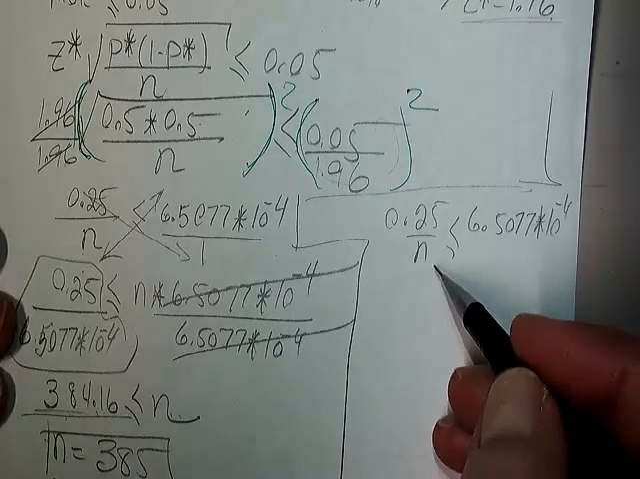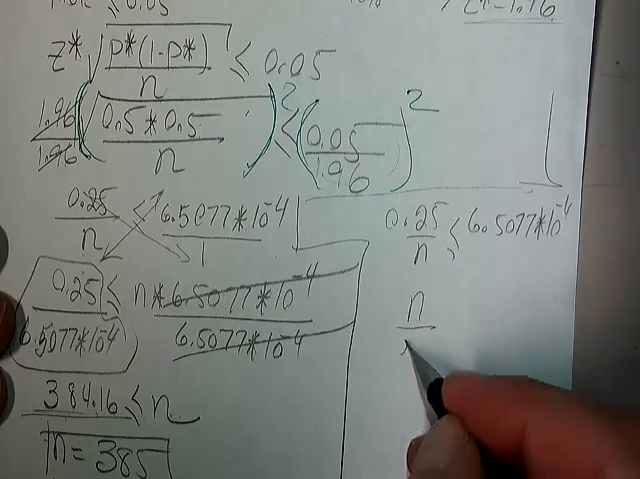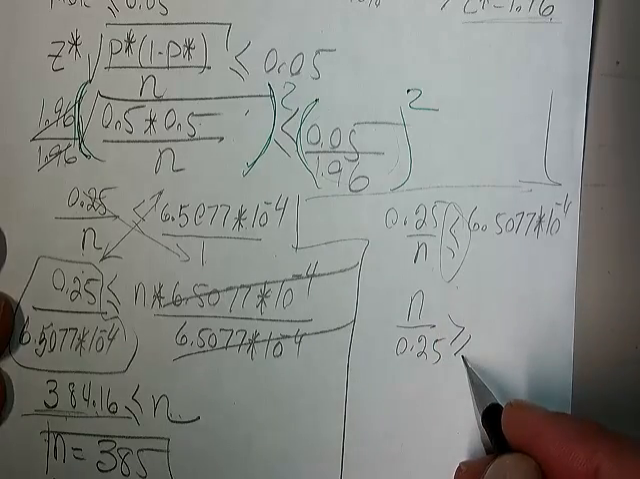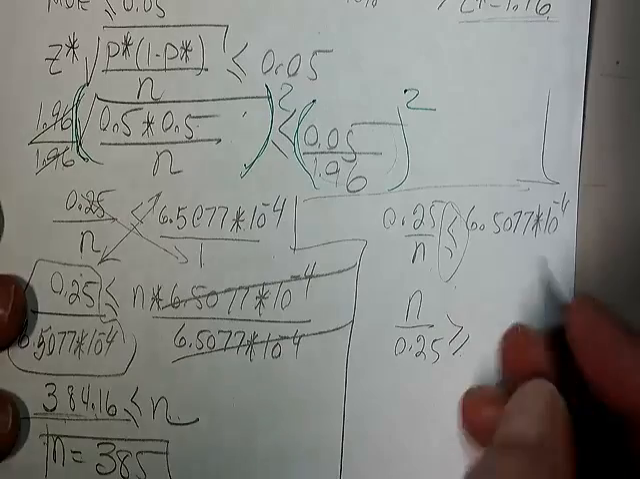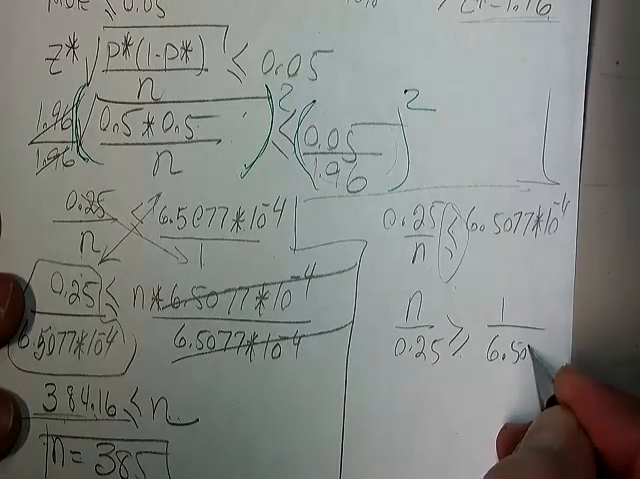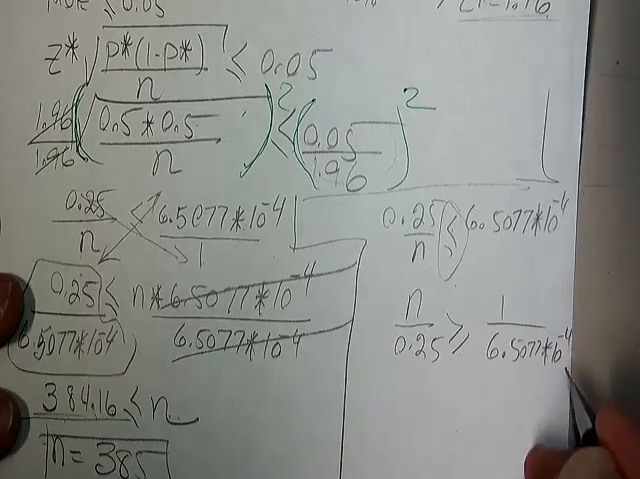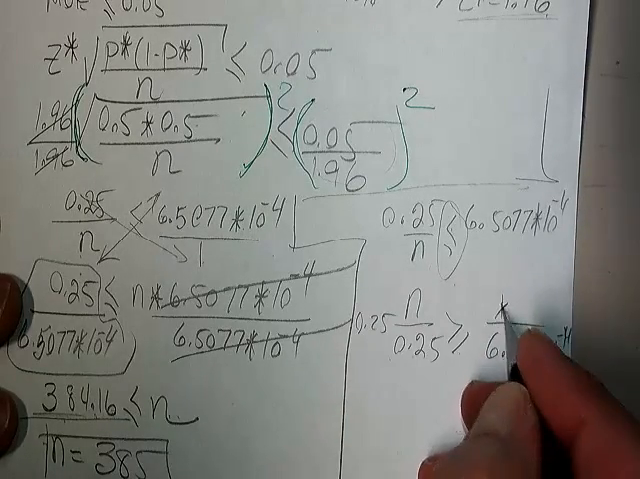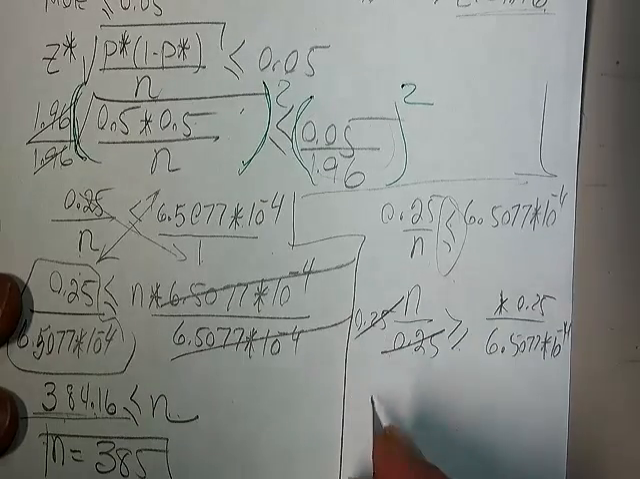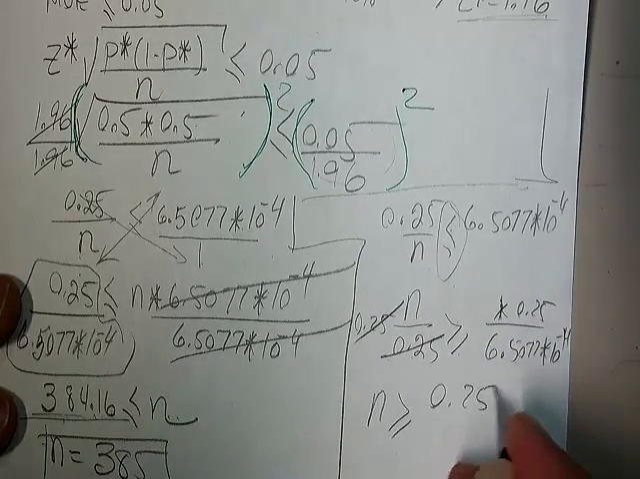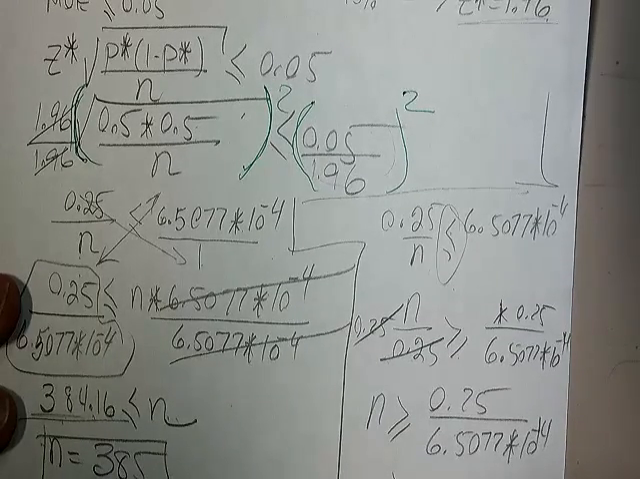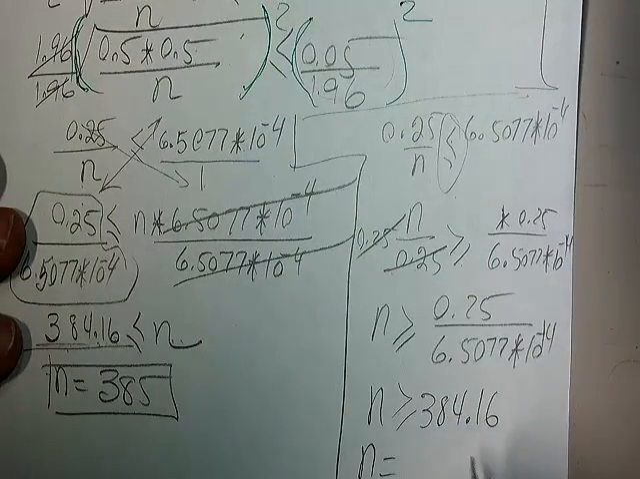Another way of doing this, you can flip this. When you flip it, n over 0.25, and the less than or equal to becomes greater than or equal to, because when you flip something, the sign is going to change too. That would be 6.577 times 10 to the minus 4. And then you multiply everything by 0.25. This cancels with that, and you have n greater than or equal to 0.25 divided by 6.577 times 10 to the minus 4. That would be 384.16. You say n has to be 385.